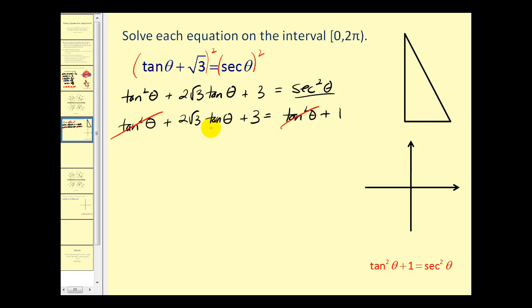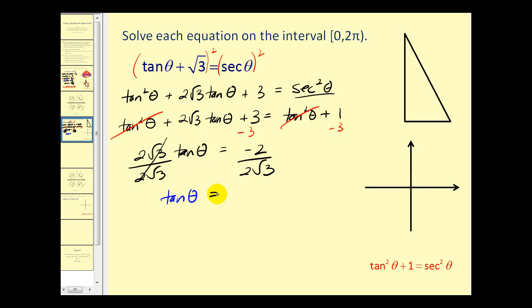So now we can solve this equation for tan theta. The first step would be to subtract 3 on both sides. So we'd have 2 square root 3 tangent theta equals negative 2. Divide by 2 square root 3. So we're left with tangent theta equals, this simplifies to negative 1 over square root 3.